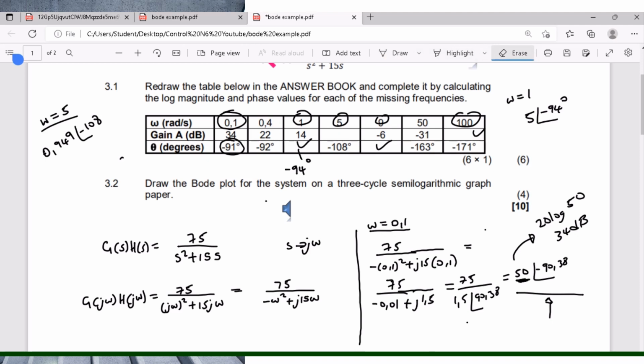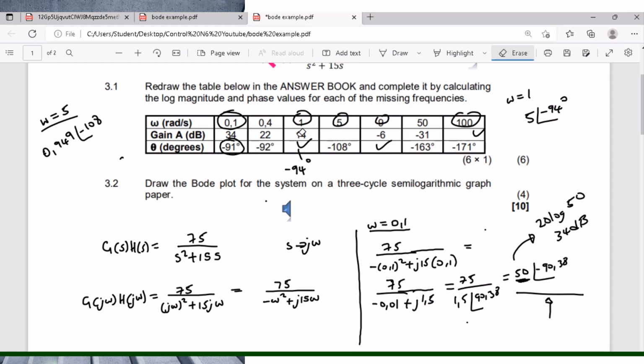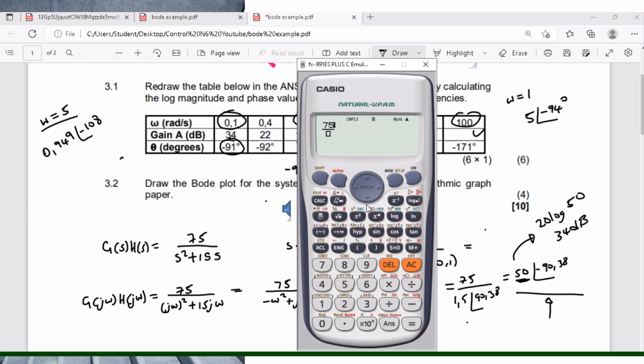Now let's change this 0.949 to decibels. I'm changing that to decibels: 20 log 0.949. I'm getting negative 0.5. I can say 0.5 or negative 1, but let's just say negative 0.5. When W is 9, same thing. Let's substitute 9 and see if the decibels is minus 6. When W is 9, I have 75 over minus 9 squared plus j15 times 9. Let's convert this to polar. I have 0.476 angle minus 121.